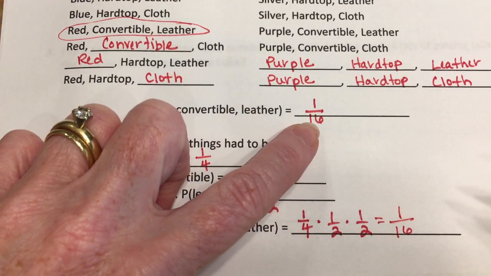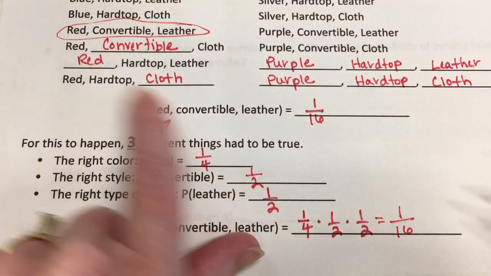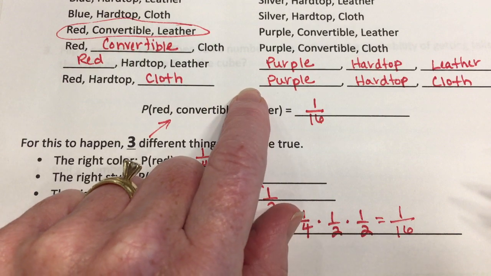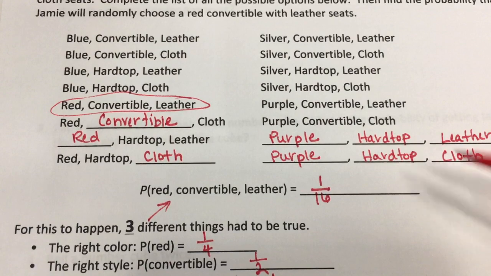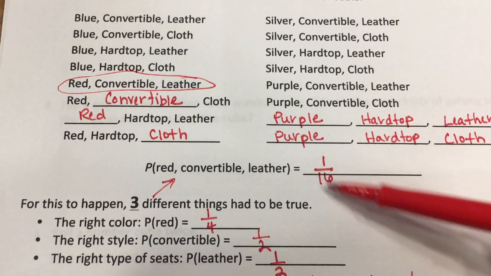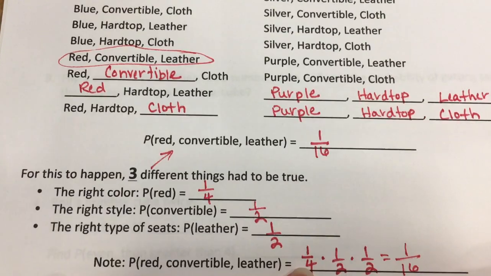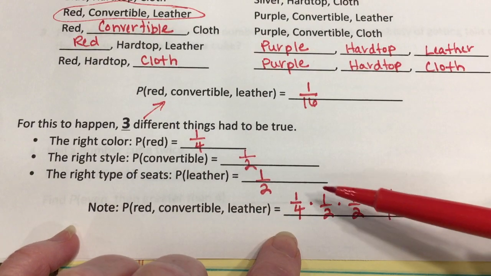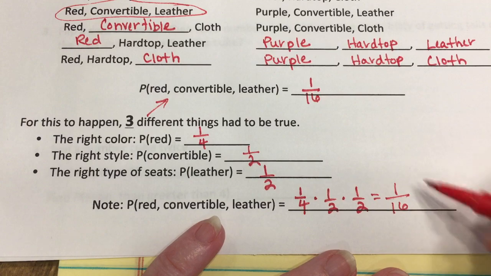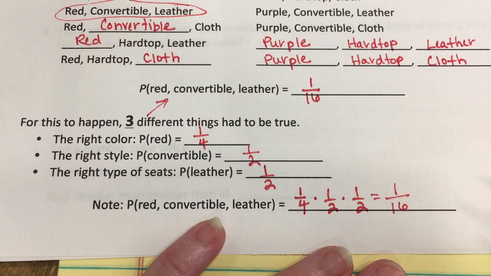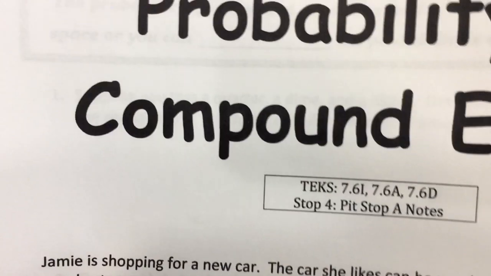Notice that what I get is what I got from my list of sample spaces. This is going to be true for compound events. I can make the sample space and find the probability. But this little trick, where you multiply the individual probabilities together, will give you the probability of the compound event as well. So let's practice that.